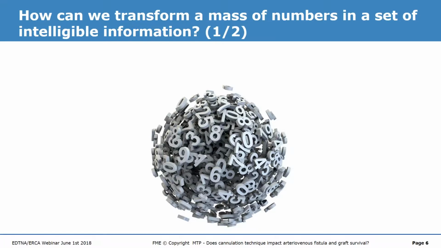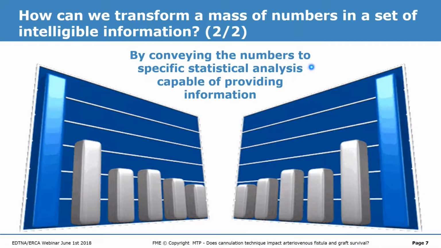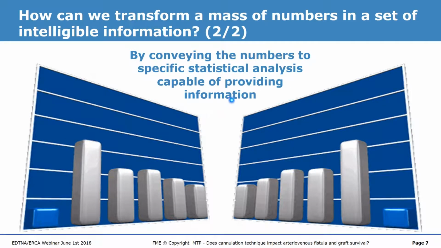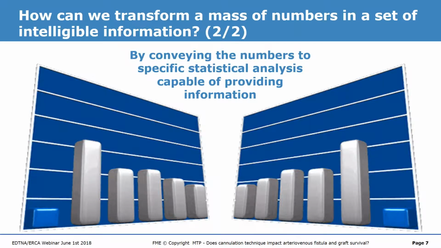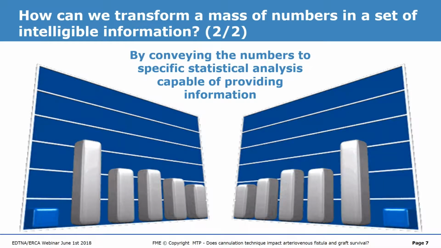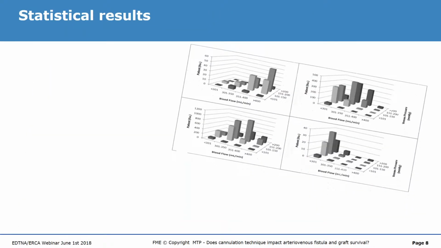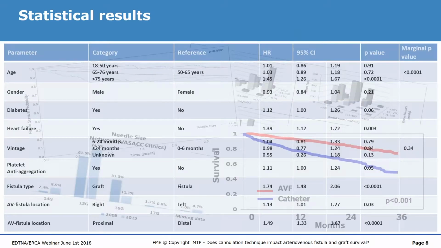How can we do it? First of all, by conveying the numbers to specific statistical analysis capable of providing information. So collecting data, collecting numbers is not enough. We then have to analyze the numbers. And with the analysis, you can see here we can have a lot of statistical results.